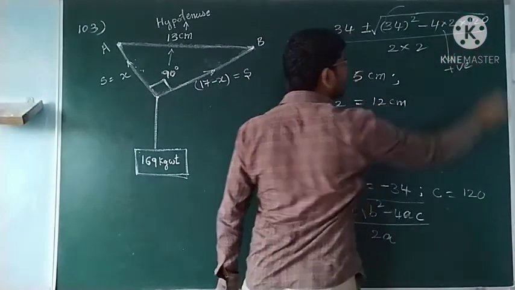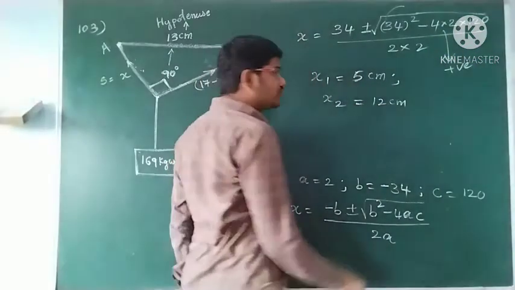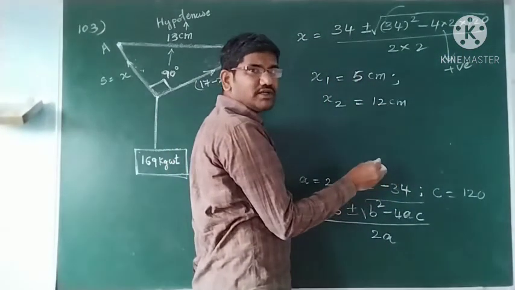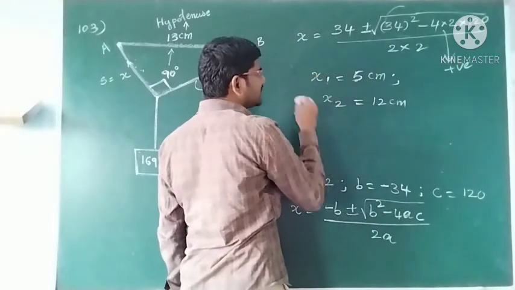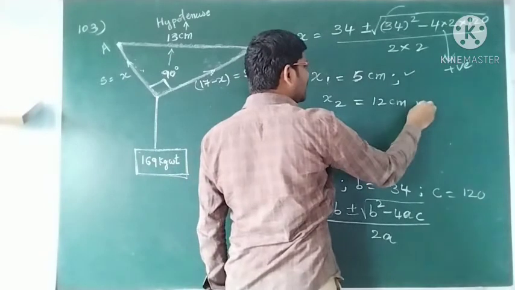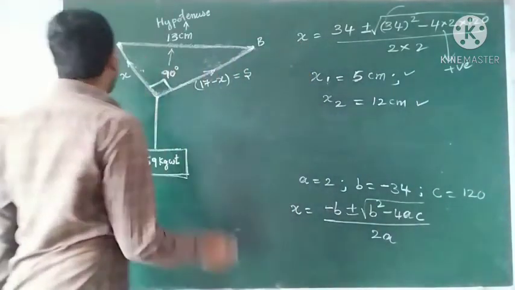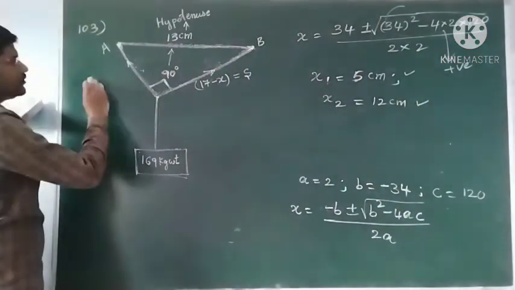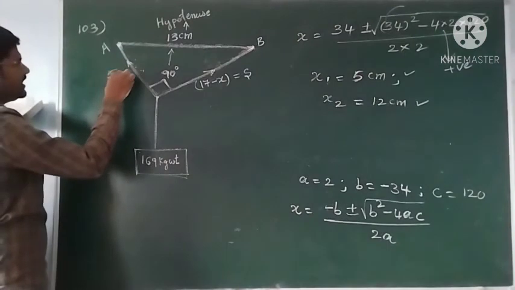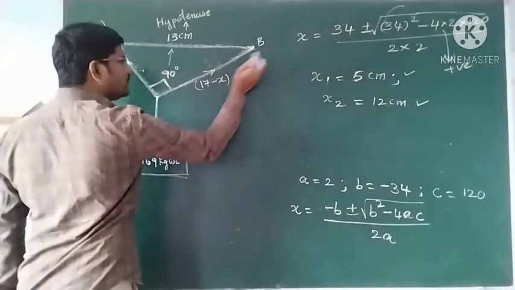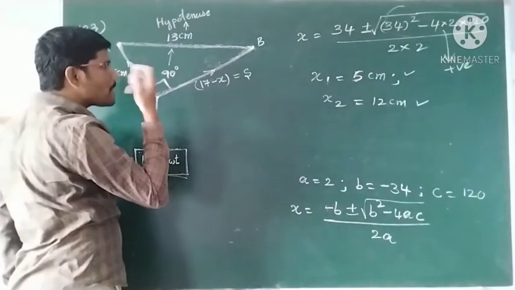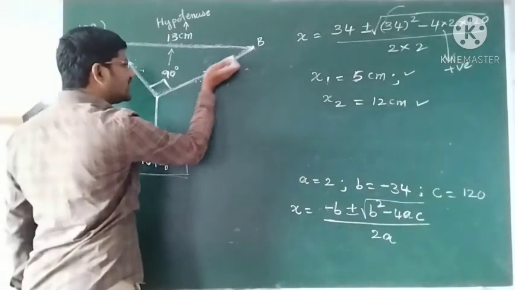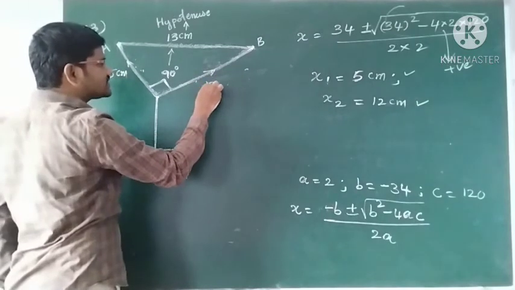See here, this discriminant we are getting positive. The discriminant value is positive, so we have two real roots. That's why for x I will get two values. x either 5 you can take or you can take 12. For example, if I take this x value as 5 centimeters, then this value will become 17 minus 5. So then I will get 12 centimeters.